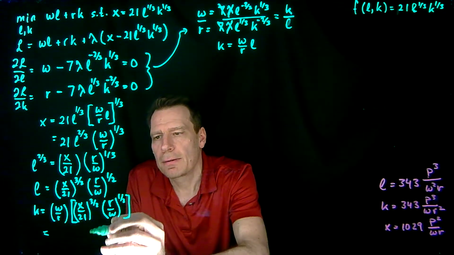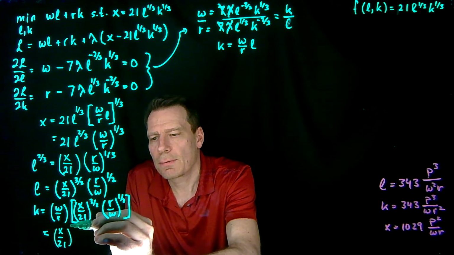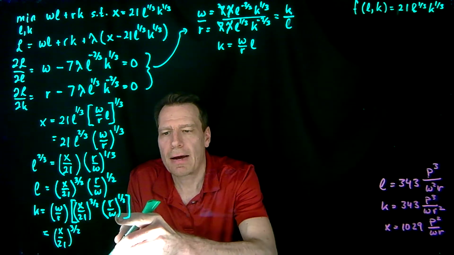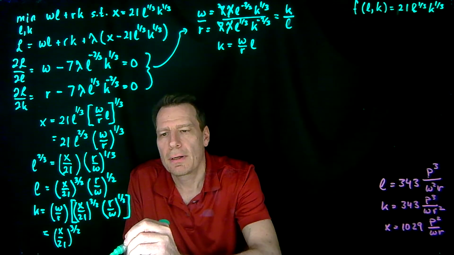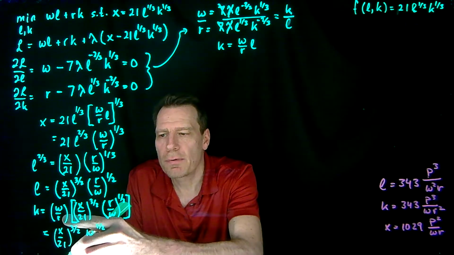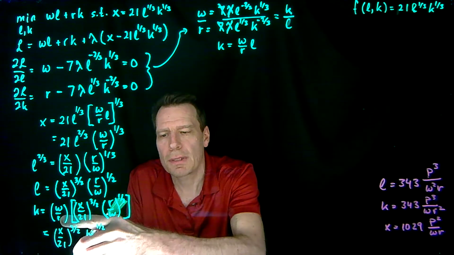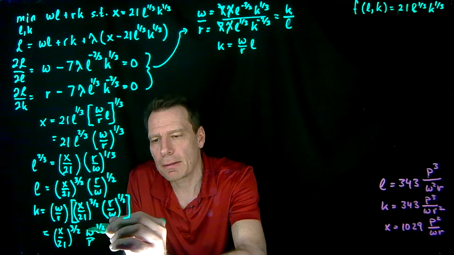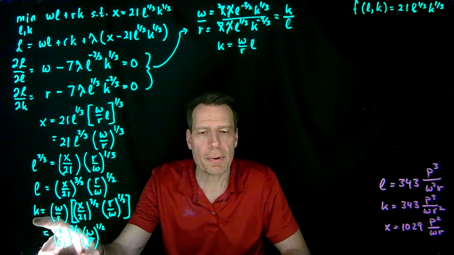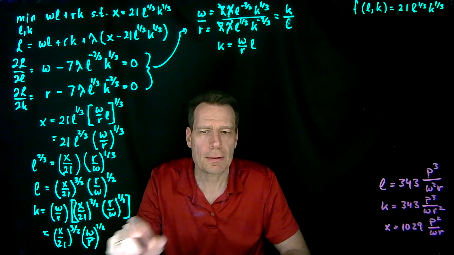And simplifying that, we still have our x over 21 to the 3/2. We have a W to the 1 divided by W to the 1/2, which gives us a W to the 1/2. We have an R to the 1 at the bottom and R to the 1/2 at the top. When we divide that, we get an R to the 1/2 on the bottom. So we now have an expression for capital that tells us how much capital we're going to need if we want to reach a certain level of output x for any wage and rental rate.